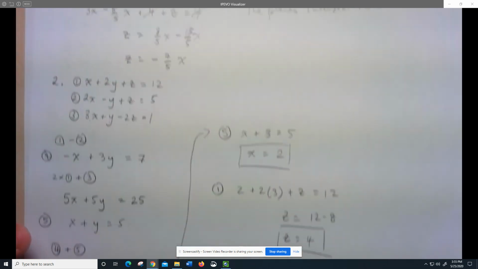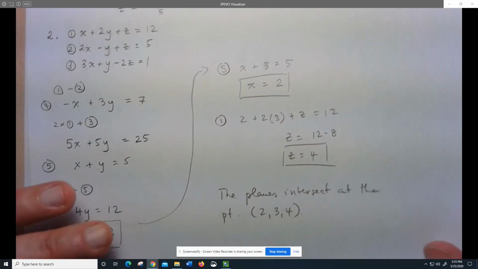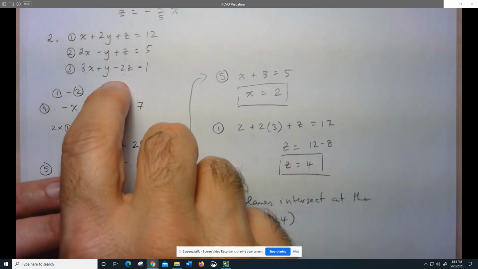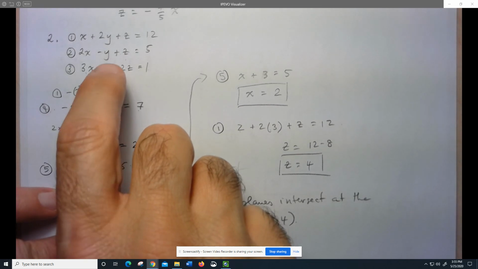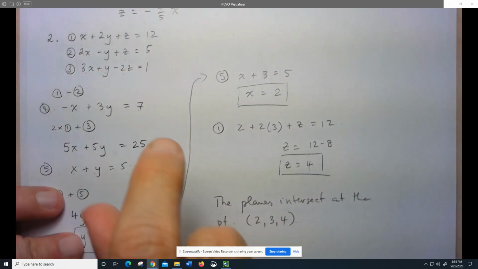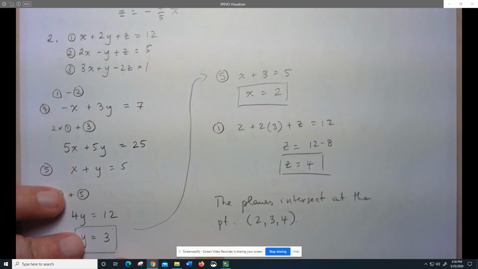Now, what we're going to see in the last video today is that sometimes when you have 3 planes where none of them are parallel, you don't always have one single point of intersection. So we're going to take a look and see what those look like when you're solving that scenario. Okay, that's it for now.